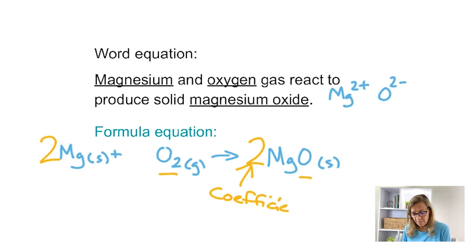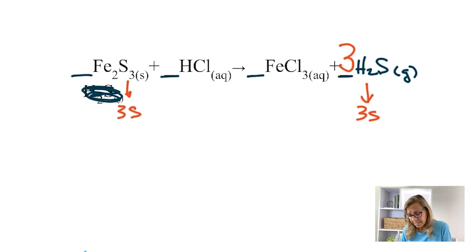are big numbers that are multipliers. And I have 6 hydrogens. Do you see 3 times 2 is 6 hydrogens on the right?